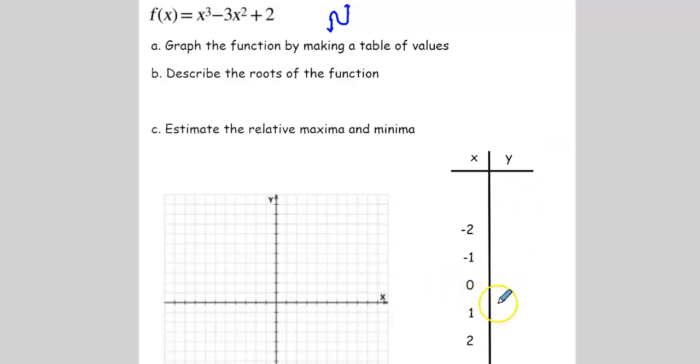So if I start in the middle at 0, I would have 0 cubed is 0 minus 3 times 0 squared. So again, 0 plus 2. So my y value here is going to be a positive 2. So hit pause, take a couple minutes, find the other remaining values that we need.